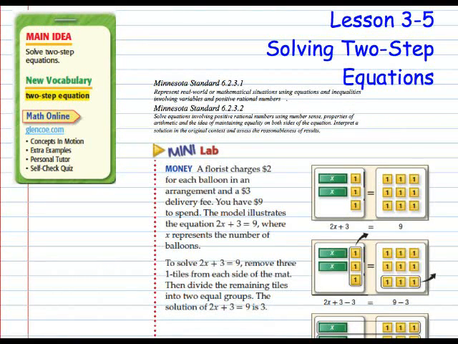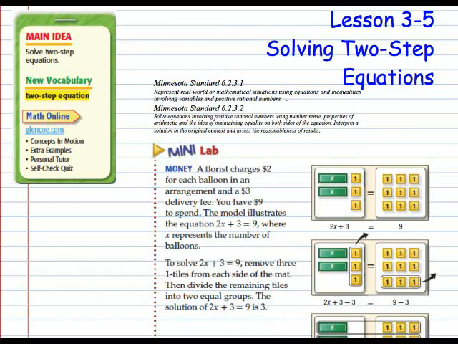This is lesson 3.5, solving two-step equations. A florist charges $2 for each balloon in an arrangement and a $3 delivery fee. You have $9 to spend. The model illustrates the equation 2x plus 3 equals 9, where x represents the number of balloons.